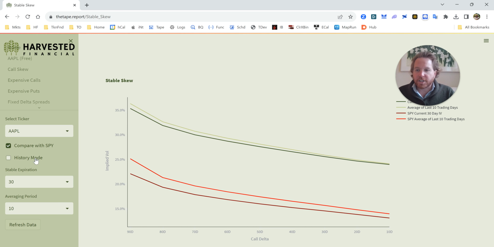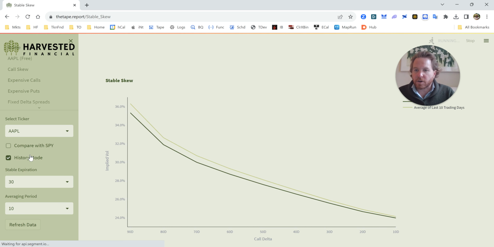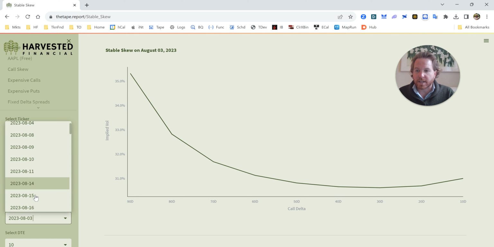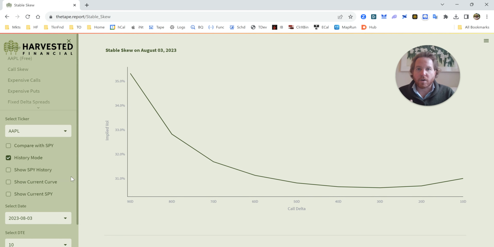But the other mode we can engage here is history mode. So if I want to look at what was Apple doing back in August, we have the last 90 days here, so we can pick any trading day going back in history and say, what does the implied volatility curve look like at that point? Again, all normalized against delta and implied volatility levels.